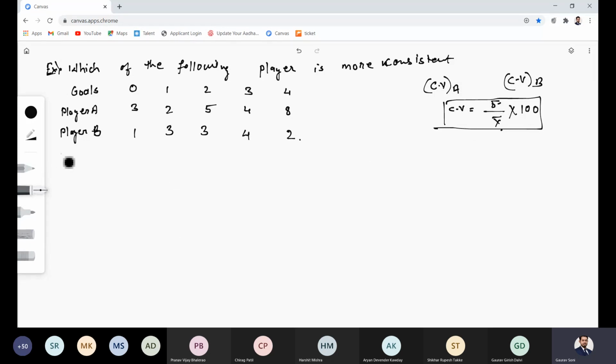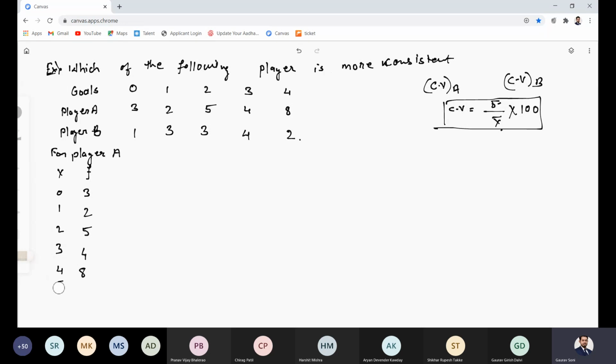So we'll have x and we have frequencies. For player A, we'll have x and we will have frequency. We'll have 0, 1, 2, 3, 4, 5. And the frequencies are 3, 2, 5, 4, 8. 5 is not there.